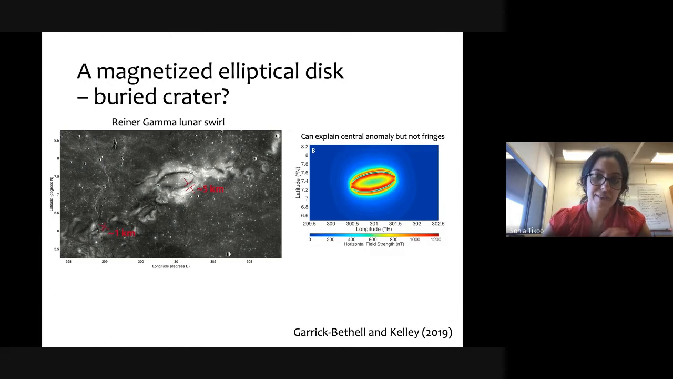The morphology of the Reiner Gamma swirl, in particular the main body, and this is a unique swirl, has this beautiful oval shape with these cusps. And so what's interesting about it is if you do forward modeling of magnetic fields, as done by Garrick-Bethell and Kelley, you can form this type of shape by a magnetized elliptical disk and seeing what the field from that disk looks like at the surface, which is cool because it can explain the central anomaly at Reiner Gamma, but it doesn't explain the fringes around it to the east and also to the southwest.